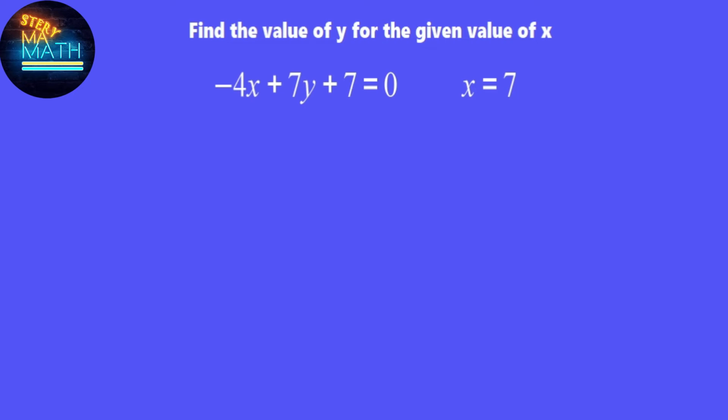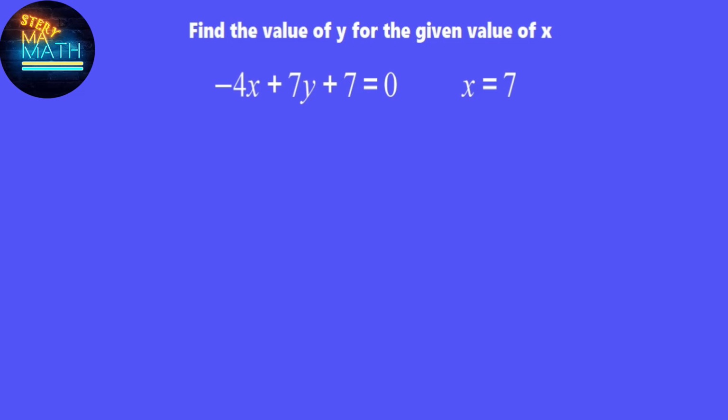Find the value of y for the given value of x. Negative 4x plus 7y plus 7 is equal to 0, x equals 7. Here you have two solutions. You can either substitute x is equal to 7 into the equation and then solve for y, or you can solve for y first and then substitute x is equal to 7. But I would much rather substitute x is equal to 7 into the equation.